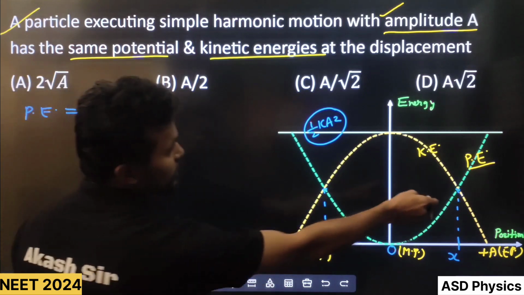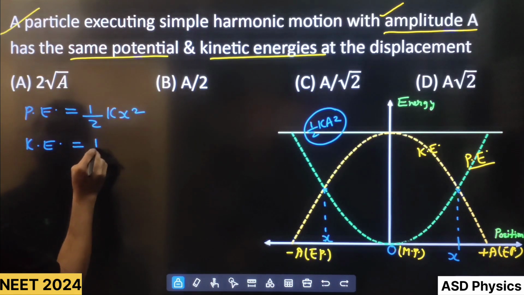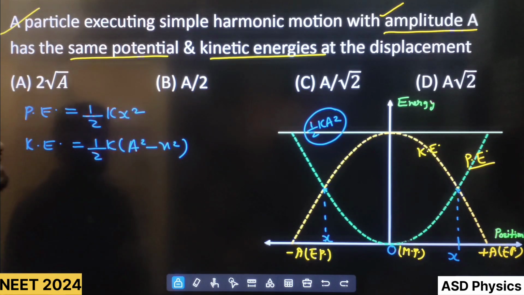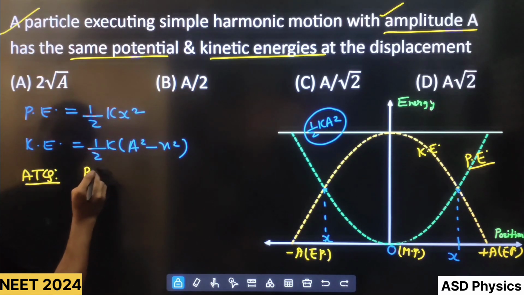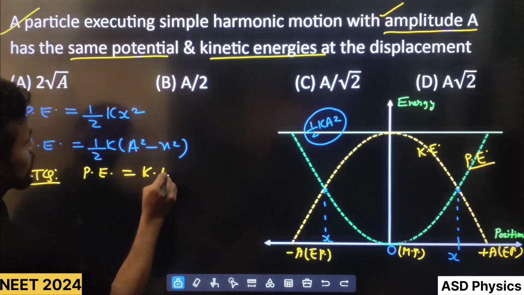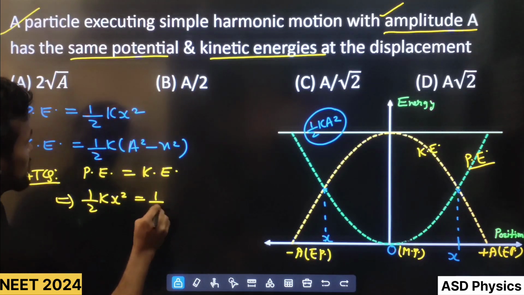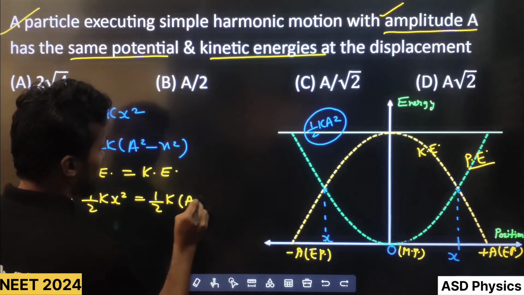The potential energy in case of oscillation is given by half K x square. That is the green graph. And kinetic energy is given by half K (A square minus x square). K is the force constant, x is the instantaneous position, and A, as I told you, is the amplitude. According to the question, the potential energy is equal to the kinetic energy. Let's put the values: half K x square is equal to half K (A square minus x square).